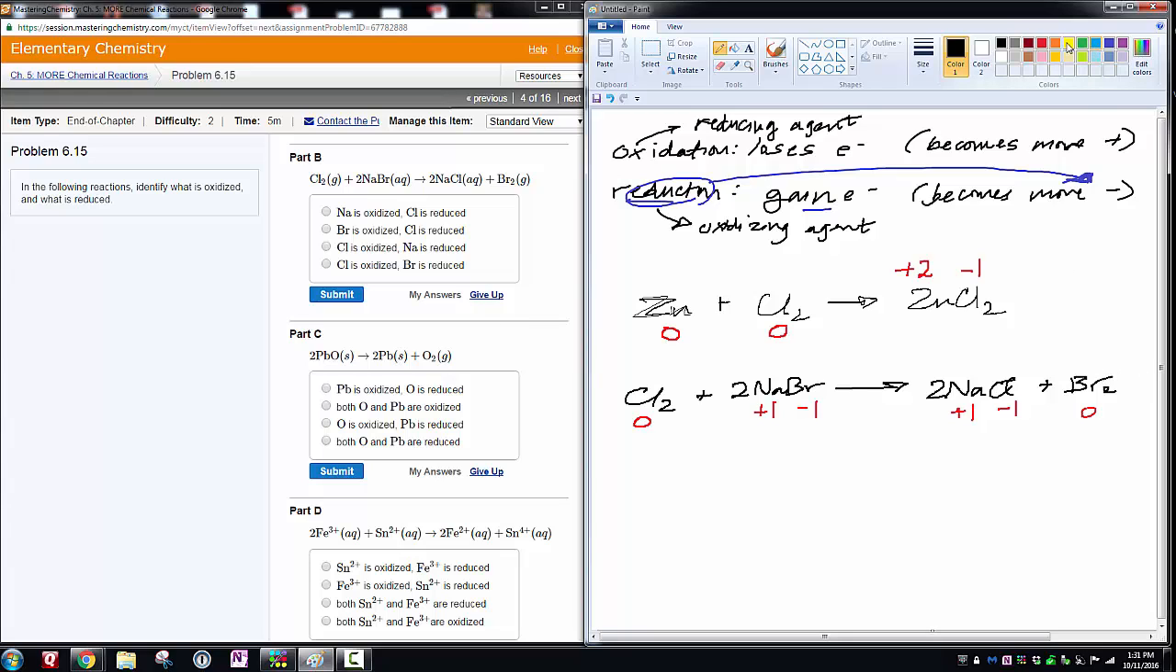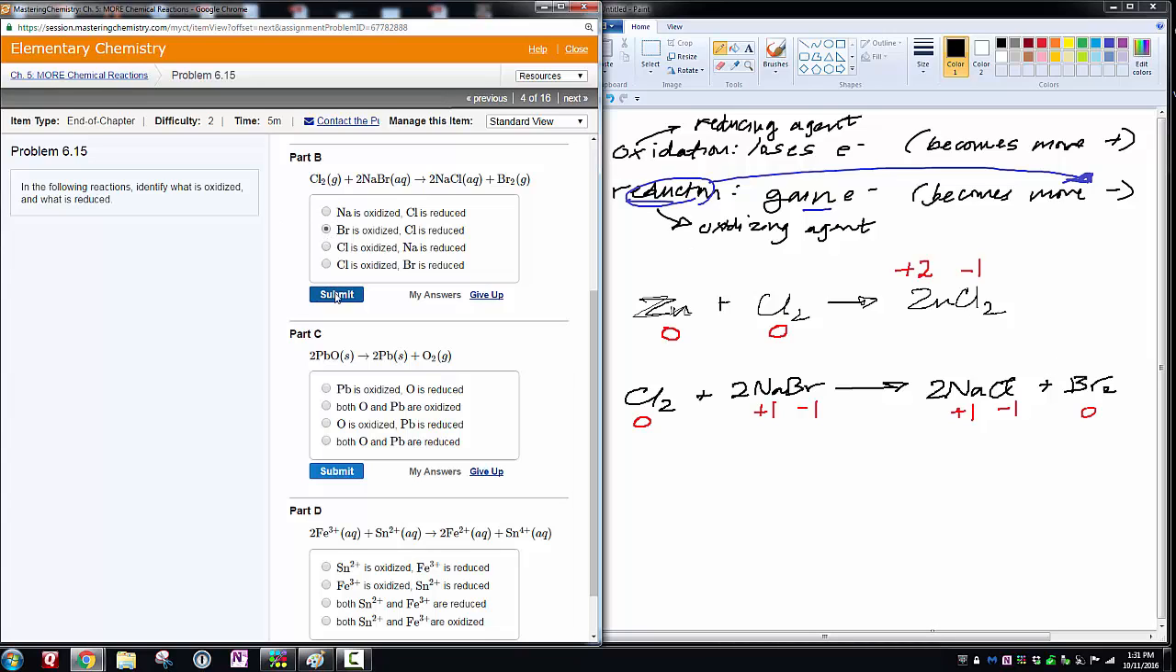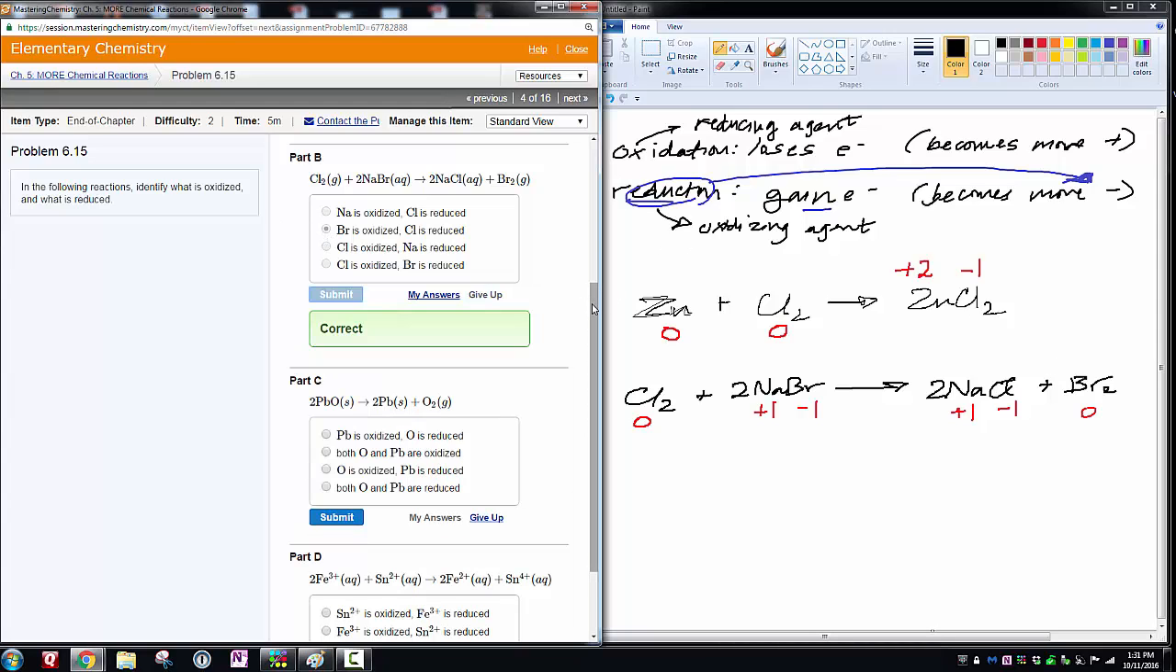Okay, so here we see that if you assign oxidation numbers, it tells you what was oxidized and reduced. You just follow the math. Cl went from 0 to -1, so it became more negative, it was reduced. Sodium went from +1 to +1, so it wasn't oxidized or reduced. And bromine went from -1 to 0, it became more positive, so it must have been oxidized. So the chlorine was reduced, bromine was oxidized. The numbers tell you what the answer is.